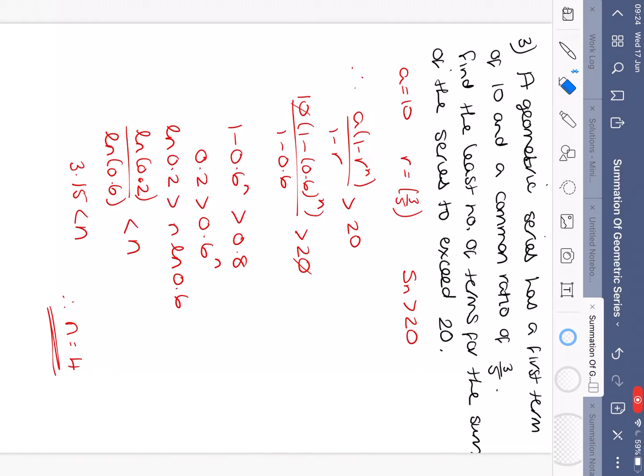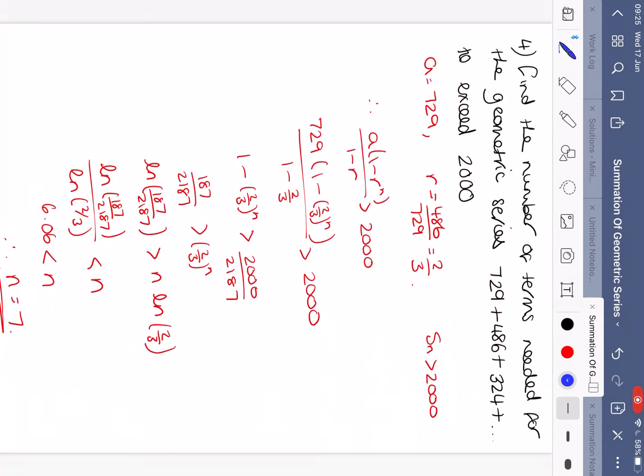Okay, 2 more to go. Very similar to my last example, this one. Okay, so again, you should have got that n is 4. Remember, this logarithm here is going to be a negative number, so it swaps direction at that point, and you've got n has to be greater than 3.15, so again, n equals 4.